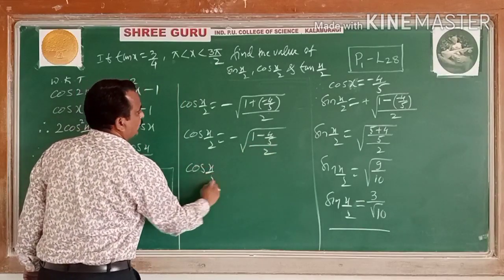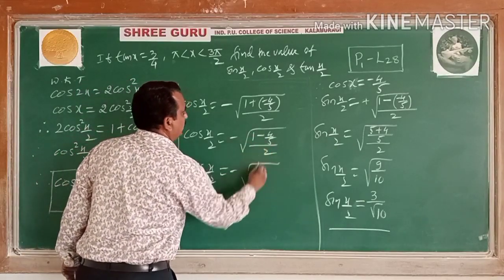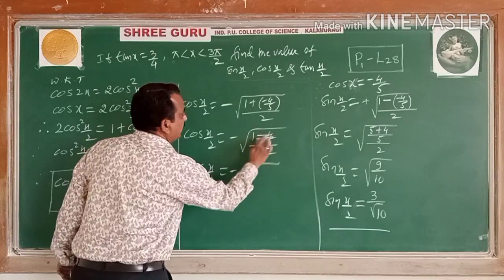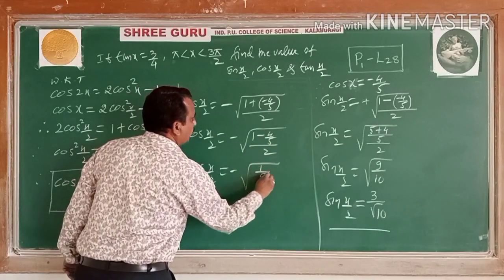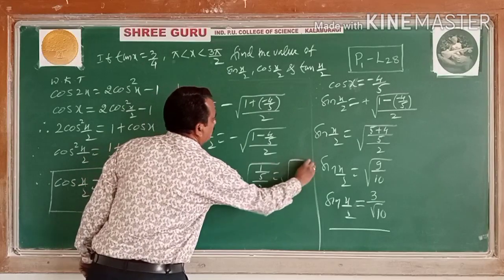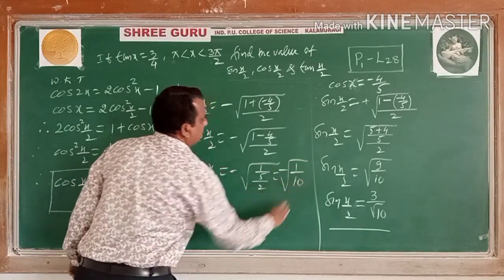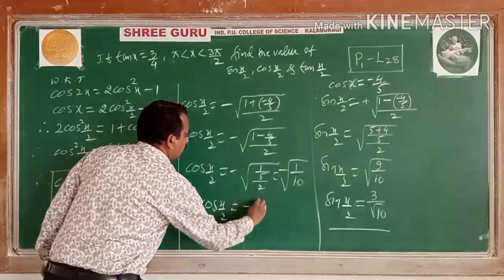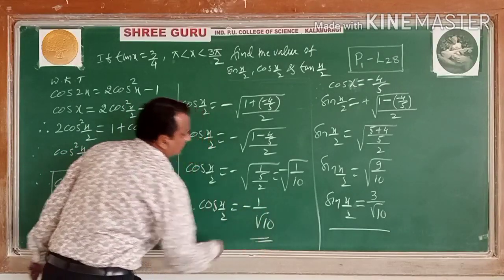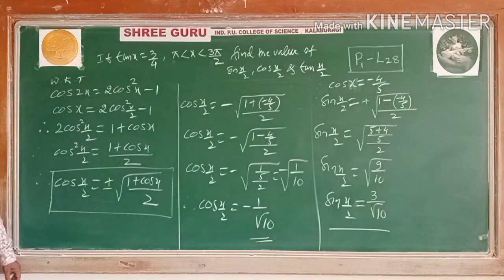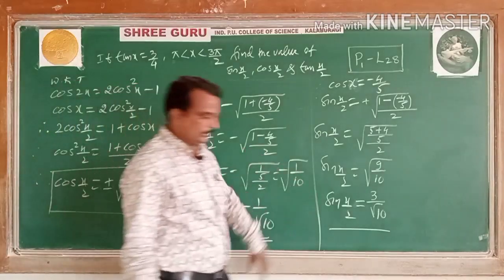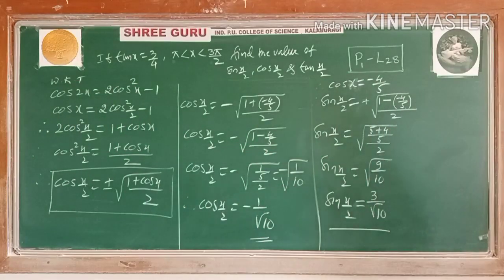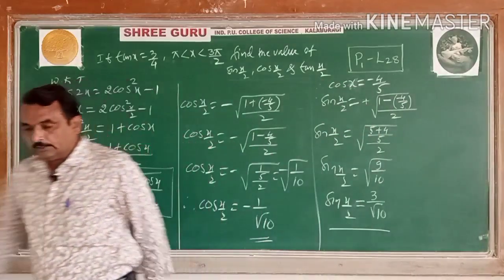Cos x by 2 equals minus root of, LCM 5, 5 minus 4, 1 by 5, divided by 2. This is minus root of 1 by 10. Therefore cos x by 2 is equal to minus 1 by root 10. Cos x by 2 value it is minus 1 by root 10. Clear, all of the students here?